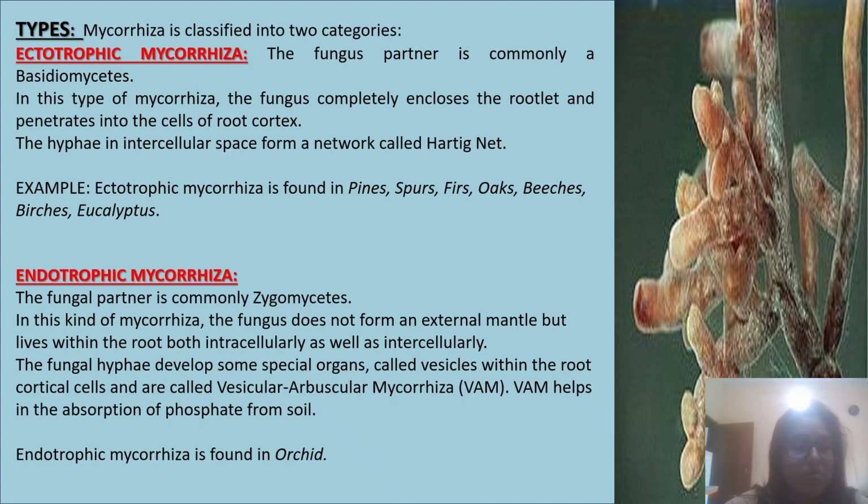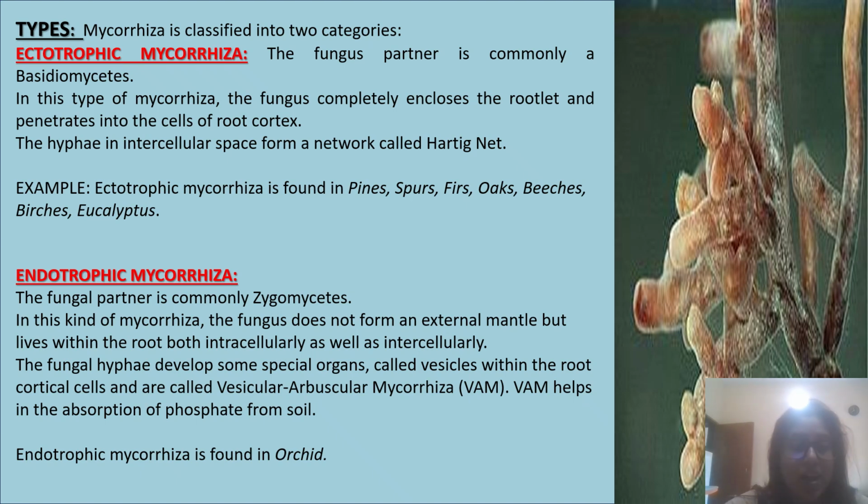Next, endotrophic mycorrhiza. The fungal partner is commonly a zygomycete. In this kind of mycorrhiza, the fungus does not form an external mantle but lives within the root, both intracellularly as well as intercellularly. The fungal hyphae develop some special organs called vesicles within the root cortical cells, and are called vesicular arbuscular mycorrhiza or VAM.